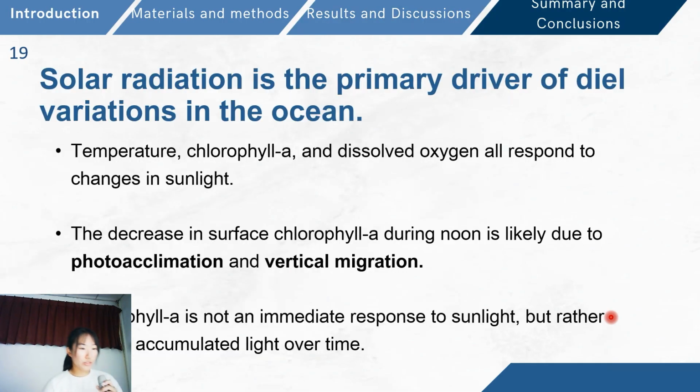So we can conclude, in the study we demonstrate solar radiation is the primary driver of the diel variation in the ocean. Temperature, chlorophyll, and dissolved oxygen are all responses to change in sunlight. The decrease in surface chlorophyll during noon is likely due to photoacclimation and vertical migration. The study also highlights chlorophyll is not an immediate response to sunlight, but rather reflects accumulated light over time.